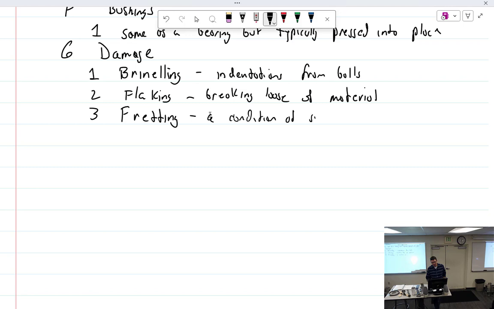A condition of surface erosion means material is now missing, and it shouldn't be, caused by minute movement between two parts. Usually clamped together with a lot of pressure, these parts are. Well, kind of loses the pressure, that's why it starts going back and forth.